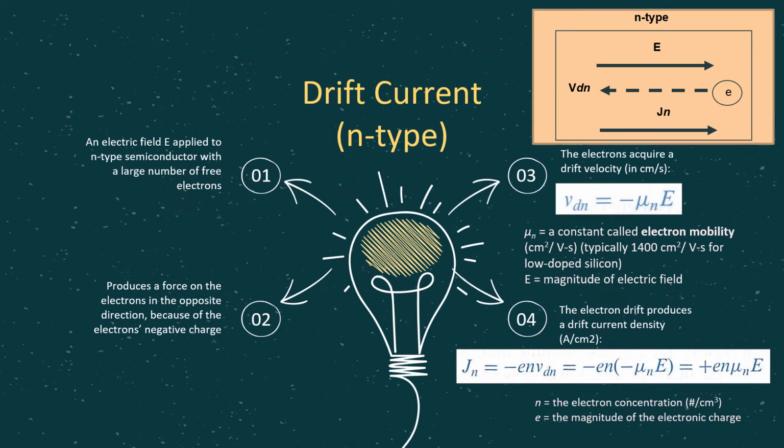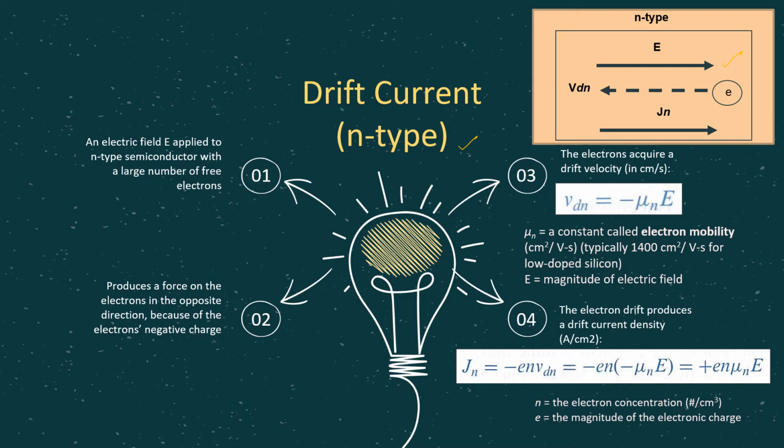Okay, now let's have a look at the drift current concept for N-type semiconductor. So as we know, for N-type, the majority carriers are electrons. So when we apply electric field, for example, in this direction, we are going to get the flow of electrons in the opposite direction to the electric field. Why? Because electrons are negatively charged. So because of that, they are going to move in the opposite direction to the electric field.